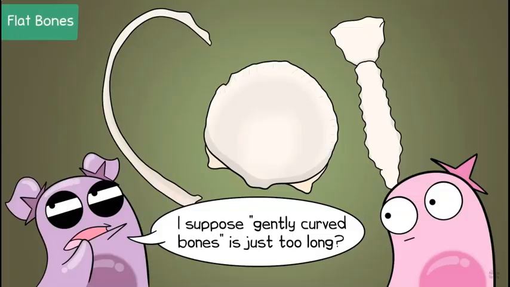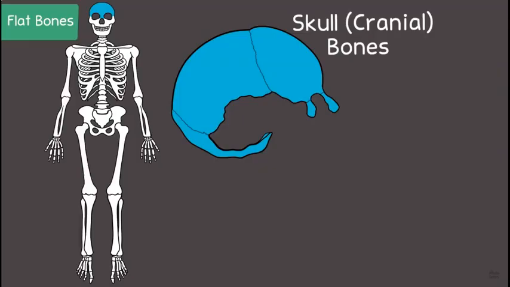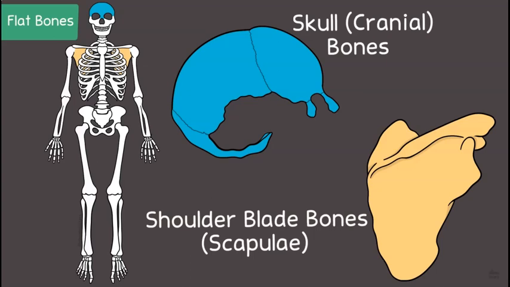Flat bones. So unfortunately, you don't want to just go on the name because they aren't necessarily flat. They're often curved and thin. Skull bones, otherwise known as cranial bones, and shoulder bones, otherwise known as scapulae, are examples.